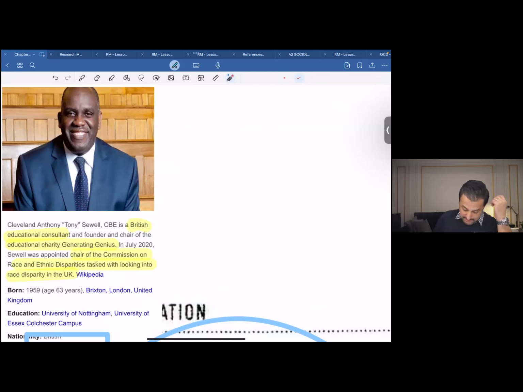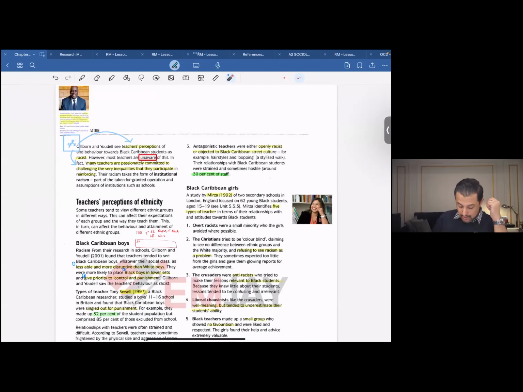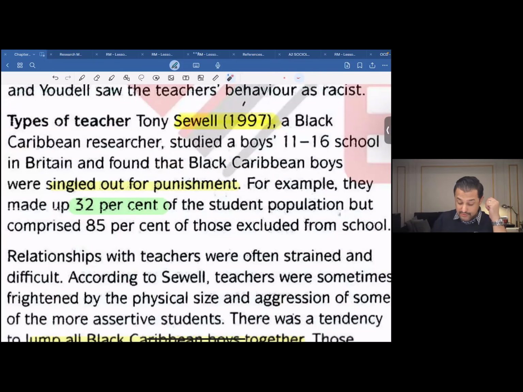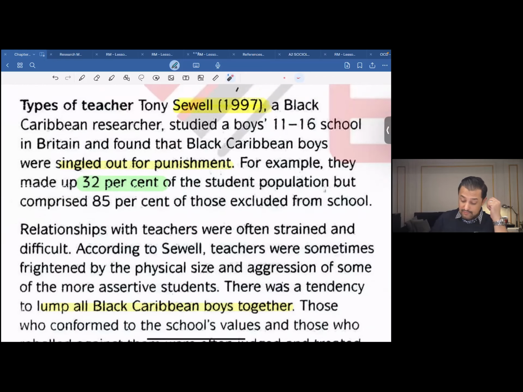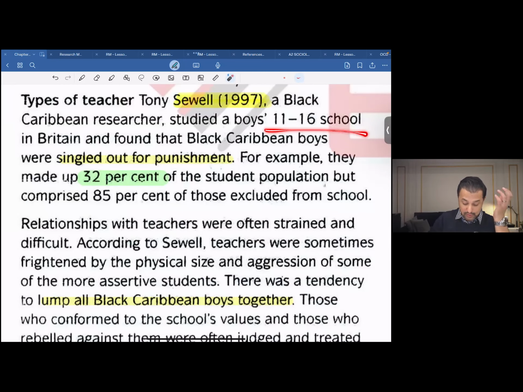This gentleman is a British educational consultant. He chairs the Commission on Race and Ethnic Disparities, tasked with looking into race disparity in the UK. Having a look at what Mr. Seville found out through his research that he conducted in 1997. Now, Tony Seville, a Black Caribbean researcher, studied the boys of 11 to 16-year-olds school in Britain and found that Black Caribbean boys were singled out for punishment.